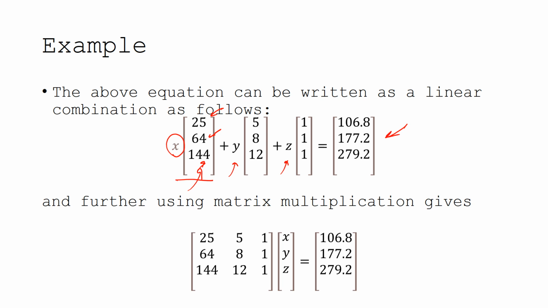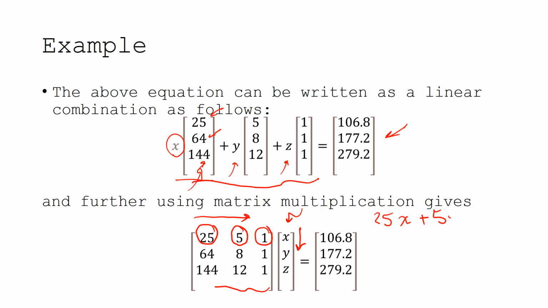Okay. Now once I have this format, I can write it into a vector matrix multiplication. So I have a vector that has my unknowns, and then a matrix that has the coefficients. So this would be the coefficient of x from the first equation, this is the coefficient of y from the first equation, and this is the coefficient of z from the first equation. So that when I do a matrix multiplication like that, it would be 25x plus 5y plus z equals 106.8. Same for the second and third row. We can generate the second and third equations that we originally started with.